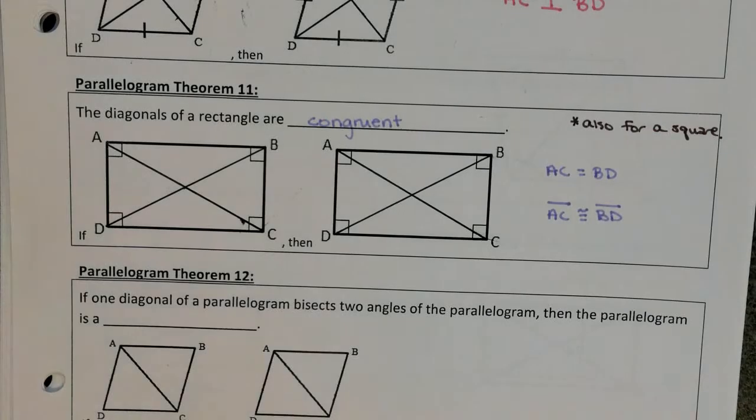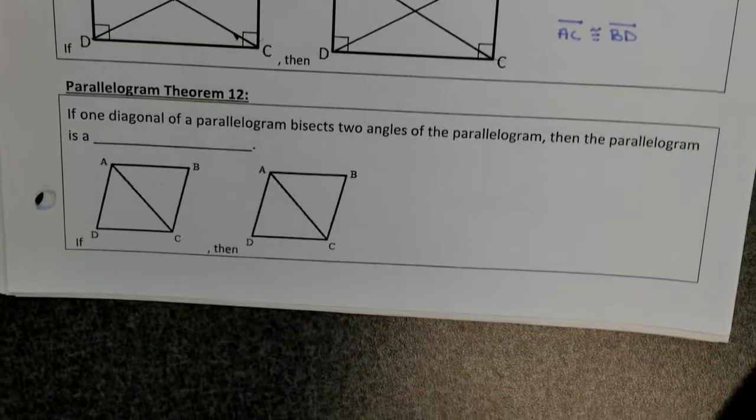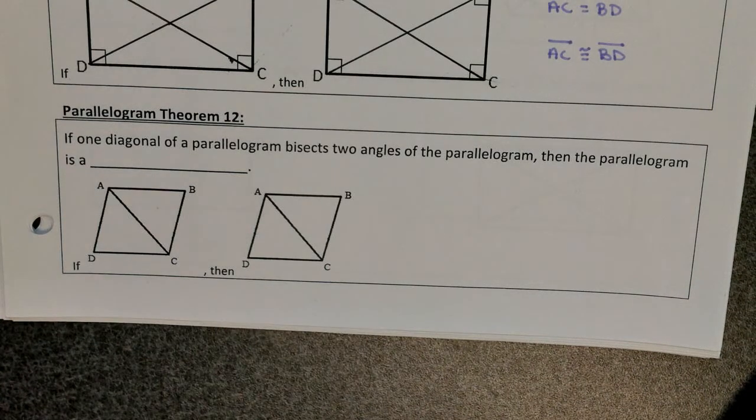All right. So for your cheat sheet on your test, these would be really good to put on there, which rules apply to which shapes. Okay. The next theorem says that if one diagonal of a parallelogram bisects two angles of the parallelogram, then the parallelogram is a rhombus.